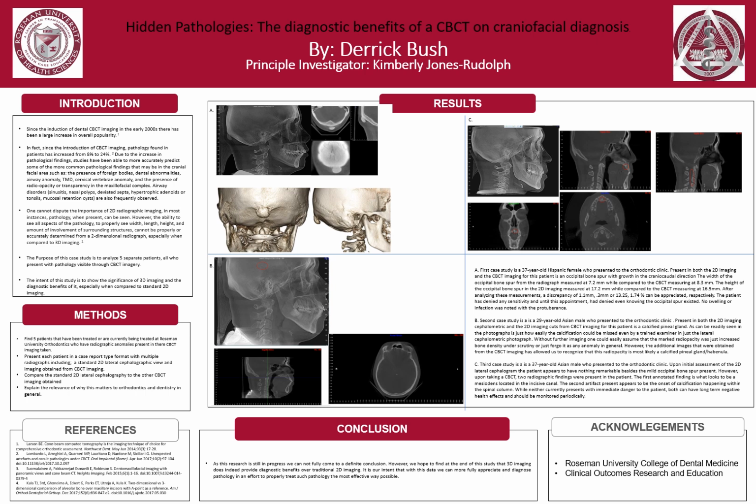So as you can see under the results section, we have 3 cases so far that we've picked. Case A, which is our top left case, is a 37-year-old Hispanic female who presented to the orthodontic clinic wanting braces. After taking our CBCT image and also our lateral ceph, it was noticed that she has an occipital bone spur with growth in the craniocaudal direction.